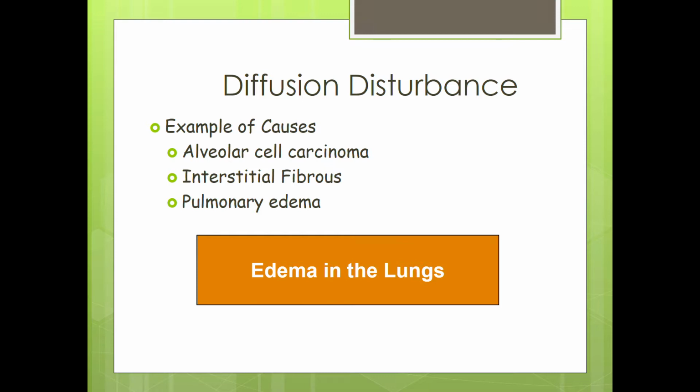And then there's pulmonary edema. That's when we get actual fluid in the lungs, and the fluid sits in the alveolar sacs. So because of that fluid, it takes longer to perfuse oxygen and carbon dioxide in and out of the lung space. Okay, so we consider that a diffusion disturbance. You're going to see me use pulmonary edema as an example in some of the other mechanisms as well.